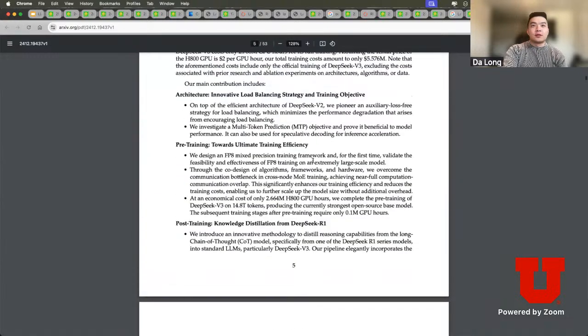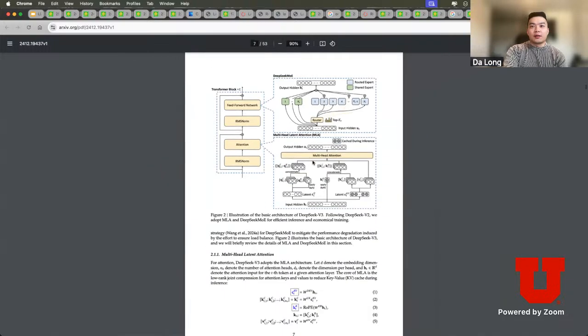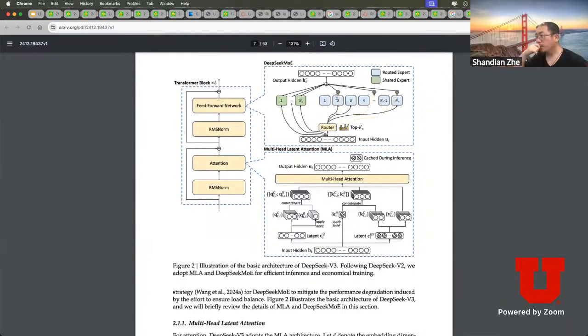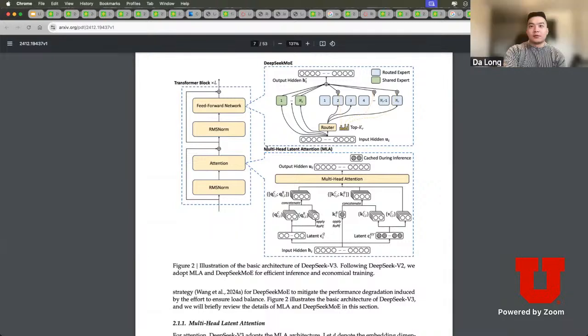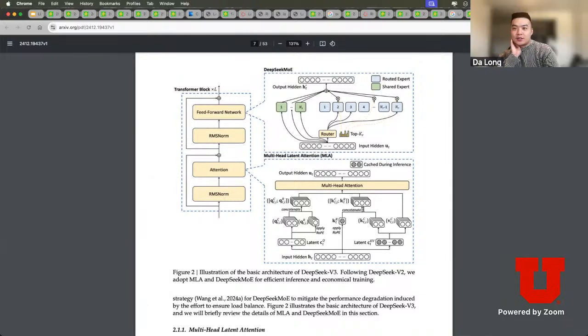Yeah, I didn't read the paper, but there's the architecture. They use a mixture of experts, and they invented the multi-head latent attention to reduce the computation. Also, they train a base model from scratch, using their own architecture.